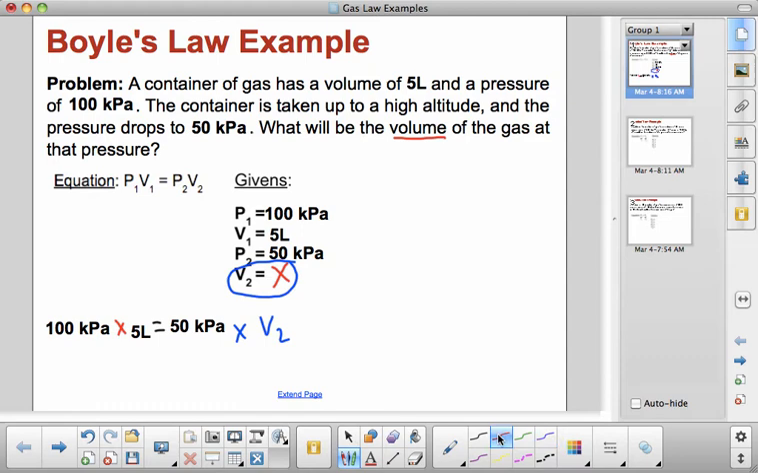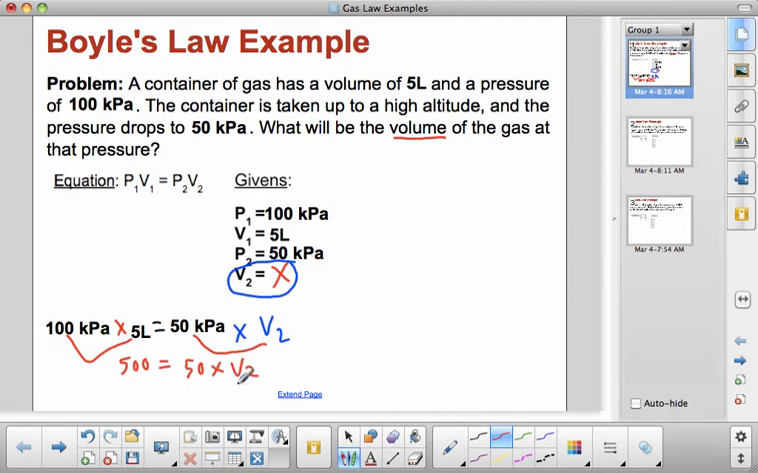Notice that on this side of the equation, we have two numbers, so we could simplify and multiply those two together. So the 100 kPa times the 5 liters will give me the value of 500 on this side of my equation. This is going to be equal to still this here. We can't simplify this down, so the 50 times the V2.